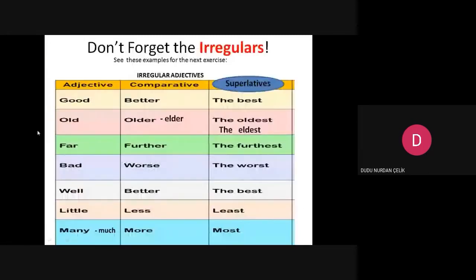So, look at the changes. Good, better, the best. Old, older, the oldest. Far, further, the furthest. Bad, worse, the worst. Well, better, the best. Little, less, the least. Many, much, more, the most.